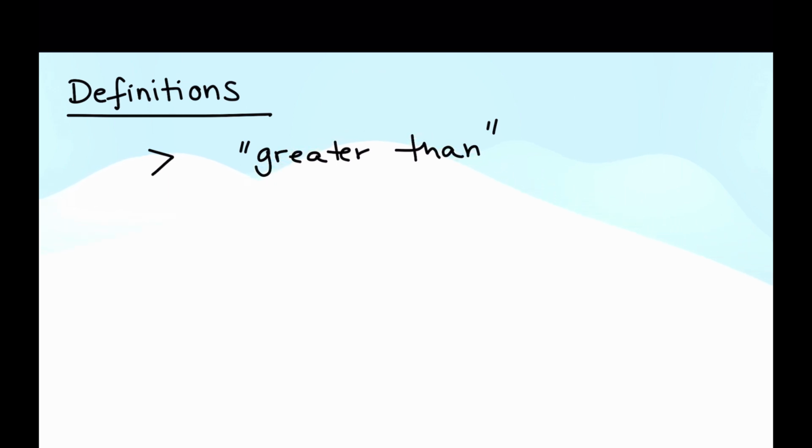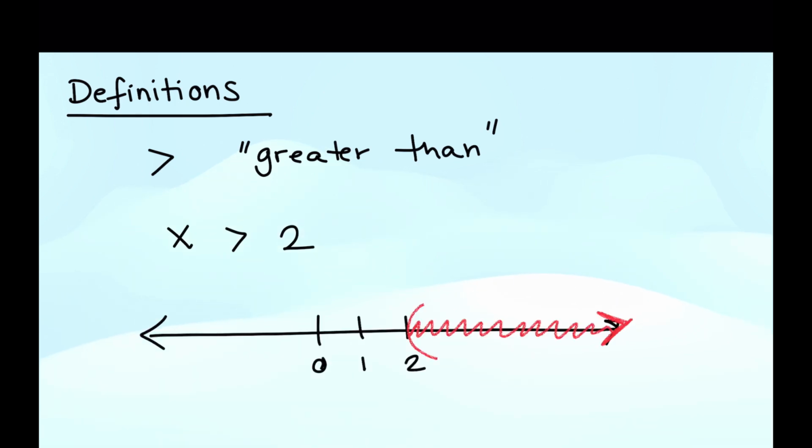The next symbol is our greater than symbol. We can use that symbol in a statement like x is greater than 2. That means our x values are larger than the number 2. On the number line, we would shade in everything to the right of the number 2. And once again, I'm going to use a parenthesis to indicate that 2 is not part of the solution. Our x's are only numbers that are bigger than 2. We could also use an open circle to indicate the exact same thing. x is bigger than 2, but not including 2.